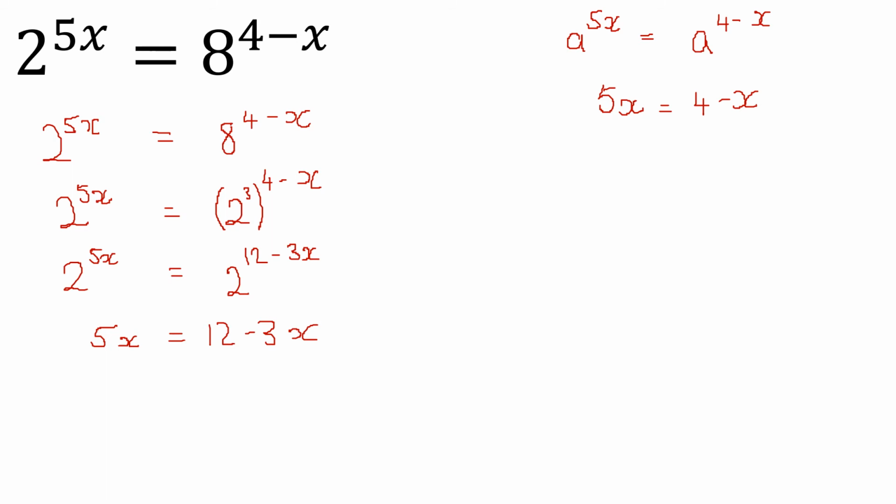So we can find the values of x. If we add 3x to both sides, we'd be left with 8x is equal to 12. And then finally, if we divide both sides by 8, we'll be left with x is equal to 12 over 8. And then we can simplify this, which is just 3 over 2. So there we have a value of x.